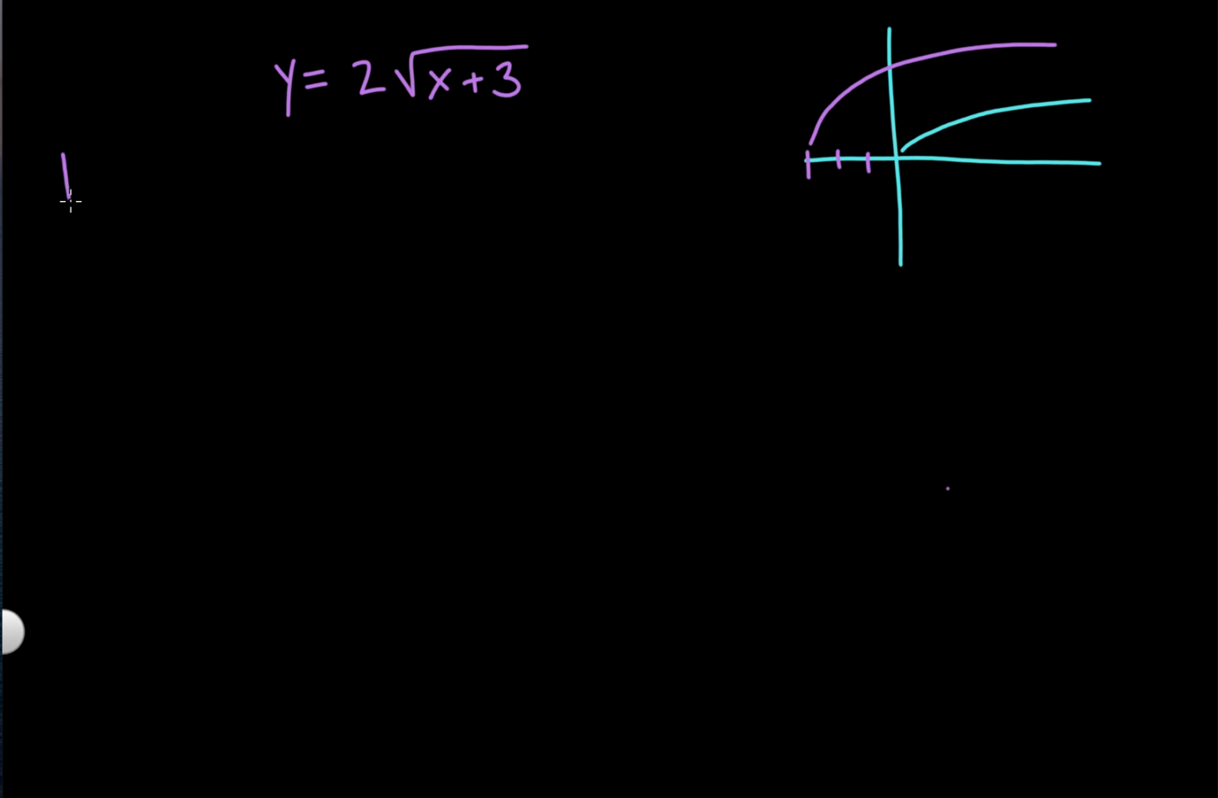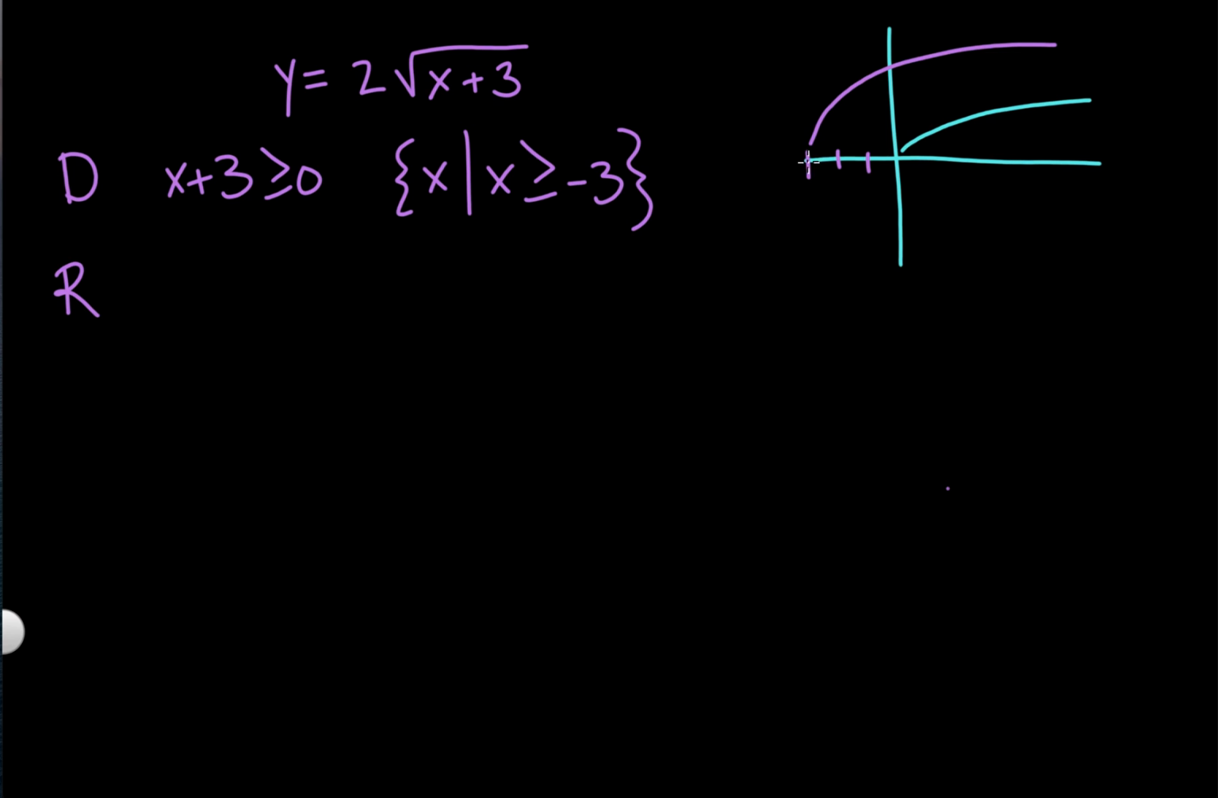So I can look at my domain. x plus 3 has to be greater than or equal to 0. So my domain is the set of all x such that x is greater than or equal to -3. My range, since this is just a square root function, it's not a plus or minus, and this is a function, I'm not going to have anything lower than that x-axis. So y is greater than or equal to 0.